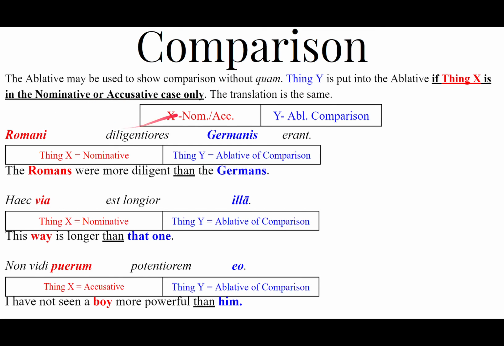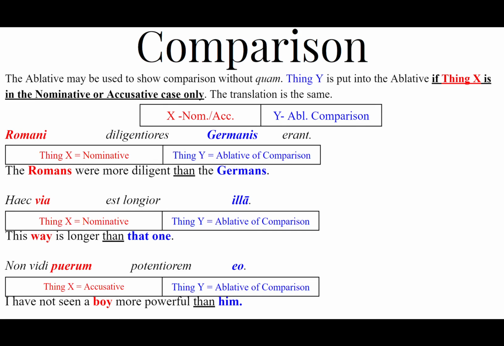Romani diligentiores Germanis erant. So the Romans were more diligent than the Germans. Romani, thing X, is in the nominative. We can use the ablative of comparison, thing Y. Haec via est longior illa. This way is longer than that one. Illa, that one over there. And then non vidi puerum potentiorem eo. I have not seen a boy more powerful than that one.